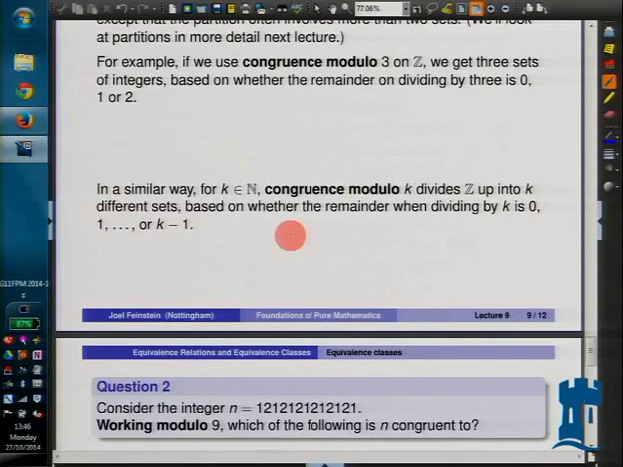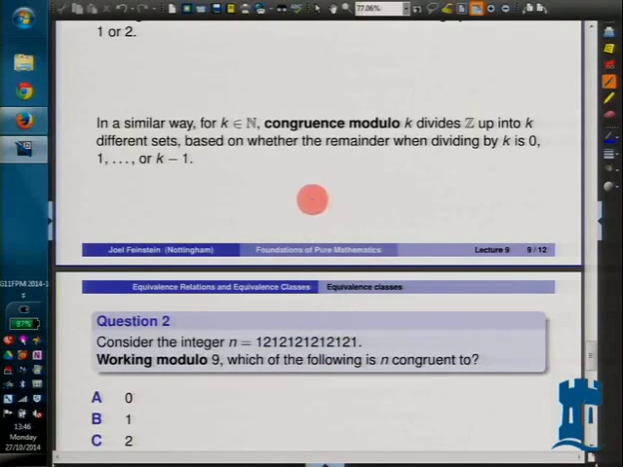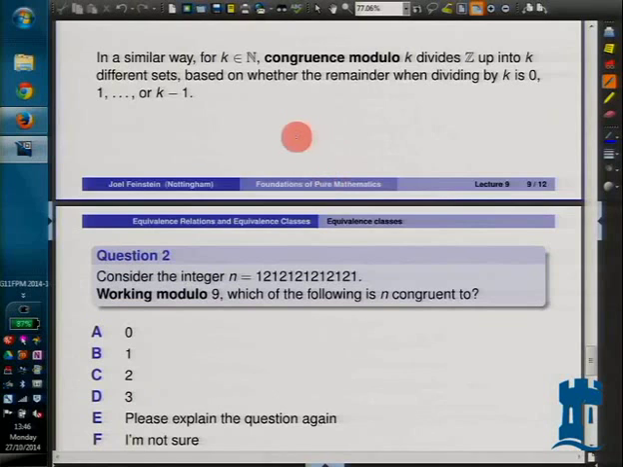It's basically long division and find out what the remainder is. And those remainders give you the different possible classes you're going to be in. And I'll say more about equivalence classes next time.